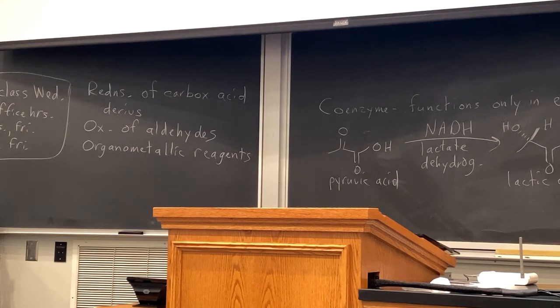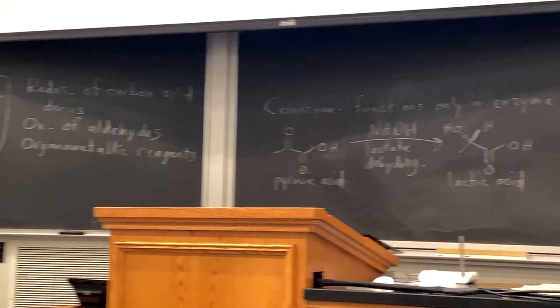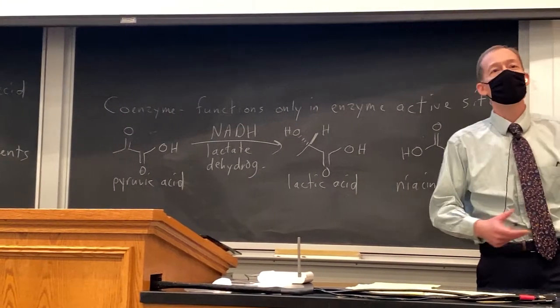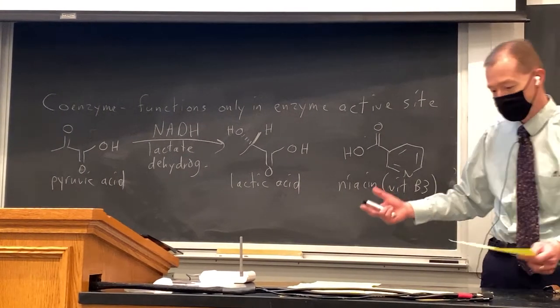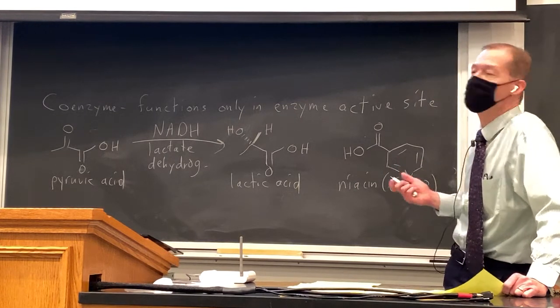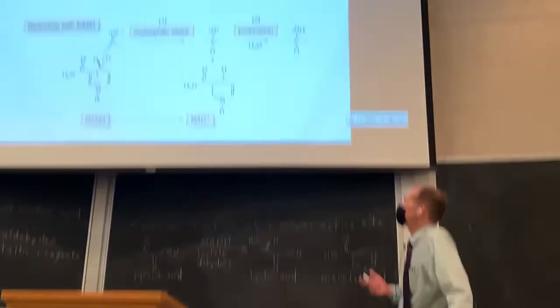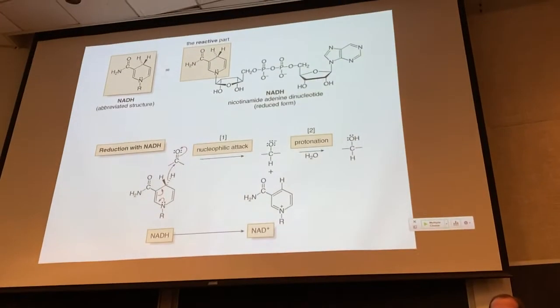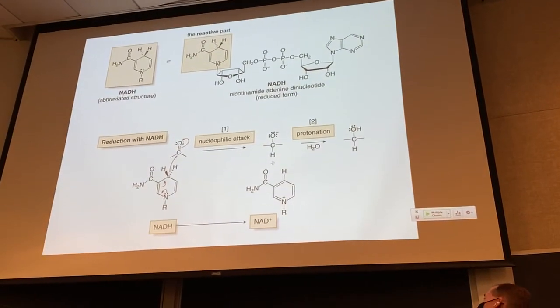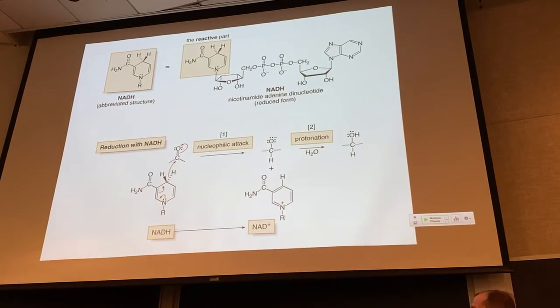So the last topic in regards to reduction of aldehydes and ketones is how these reductions are performed in nature. We showed this slide to you at the end of class on Friday. NADH is the reducing agent in nature. It is a coenzyme. Coenzymes are molecules that function only in the confines of the active site of an enzyme. The part that's in this box here is the reactive portion of the molecule.